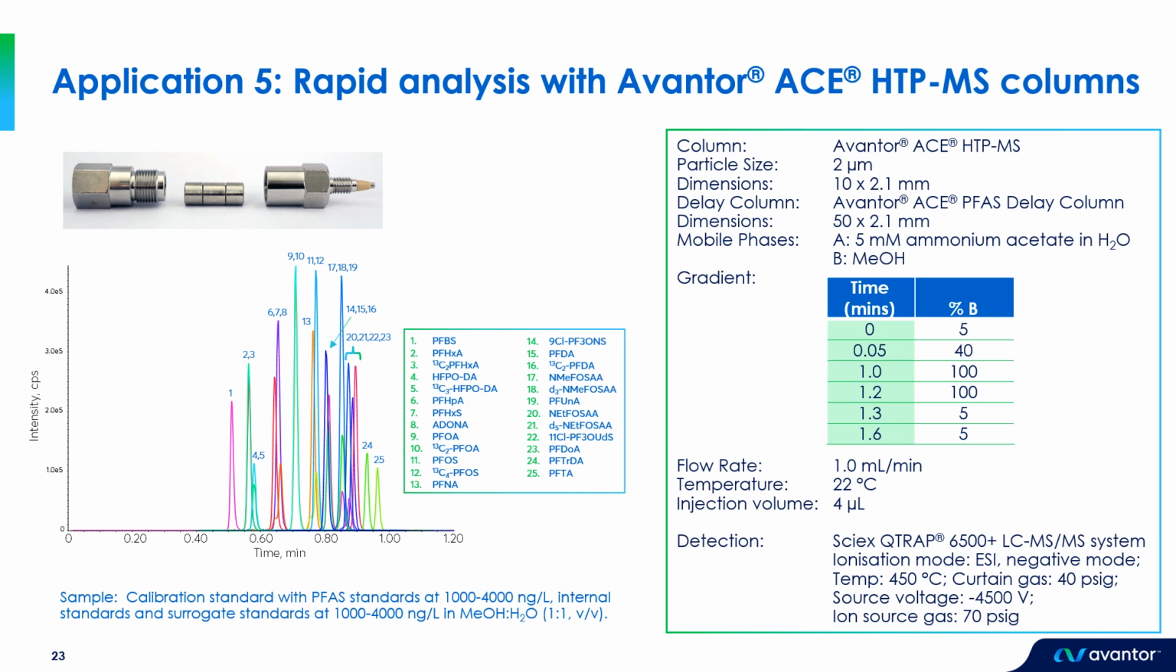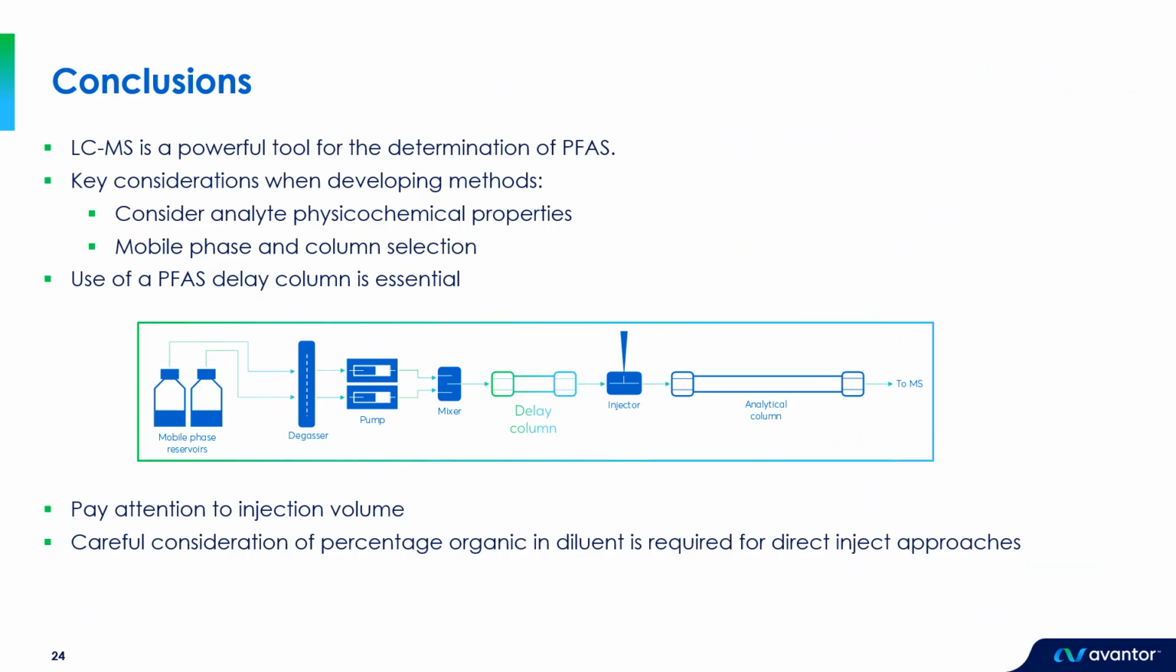So finally, to conclude, hopefully we've shown today how LC-MS is a powerful tool for the determination of PFAS, and it can very much be applied to a variety of different sample types. We've run through various key considerations for developing methods. So firstly, considering the analyte physicochemical properties is very useful, and this can help guide method development. And I just want to reiterate this is an extremely valuable approach for any chromatography method development.